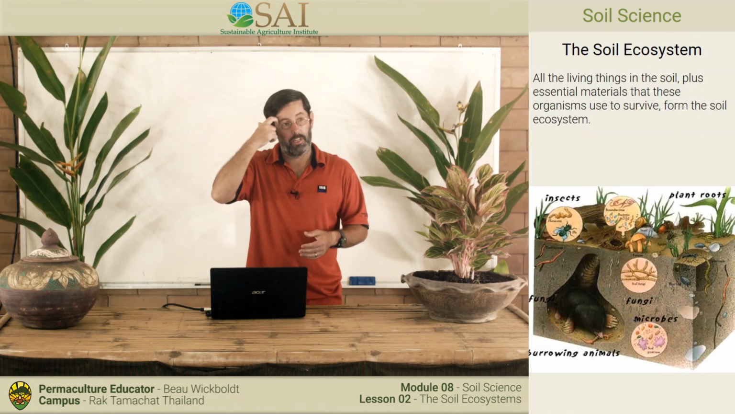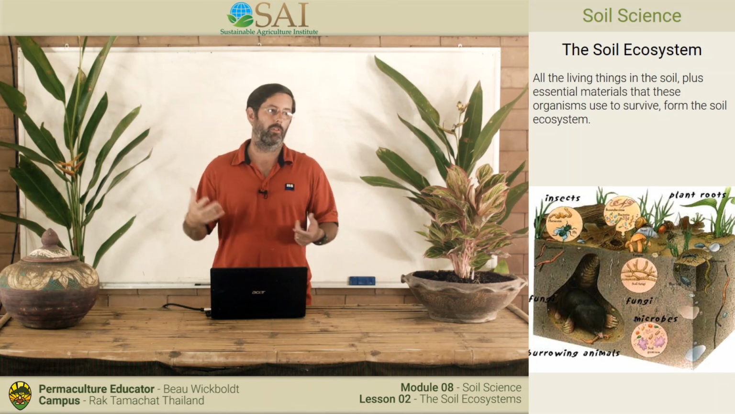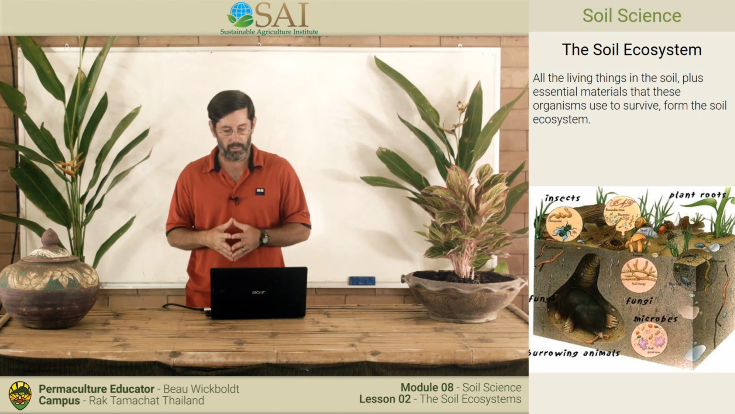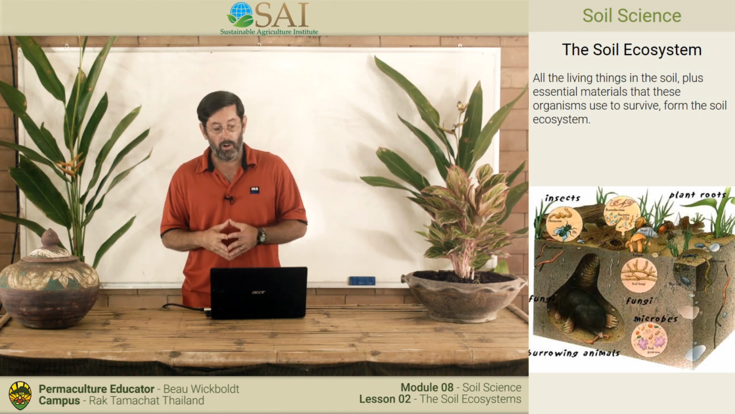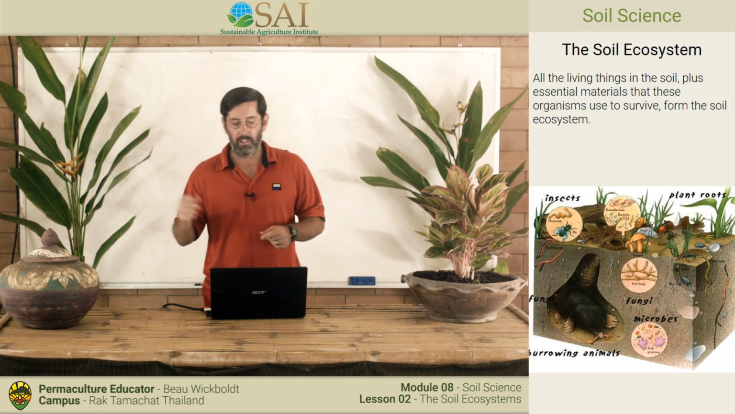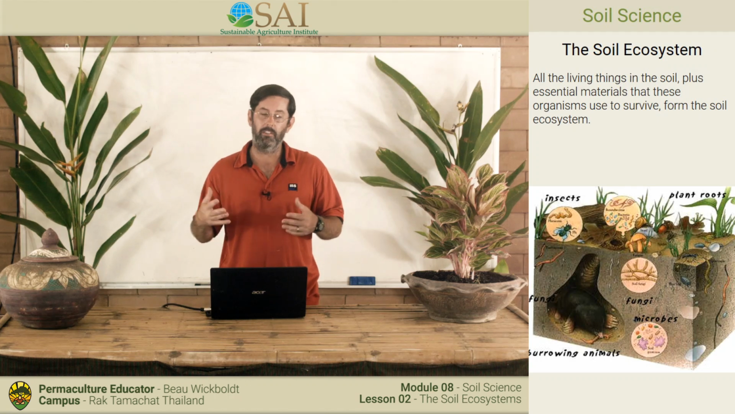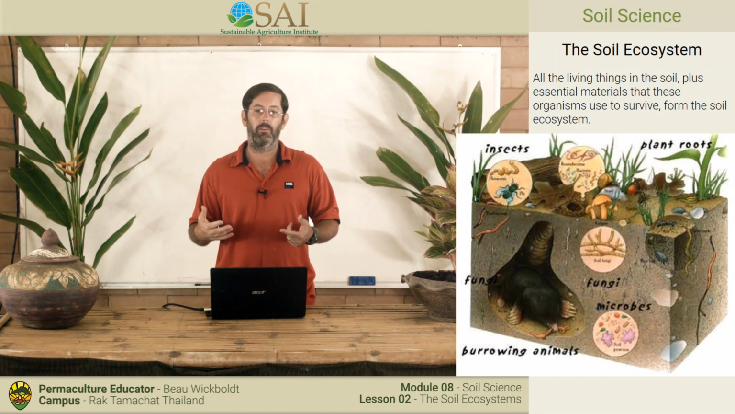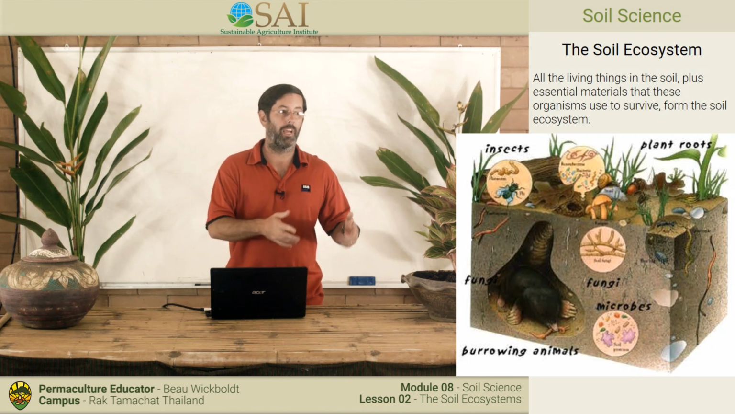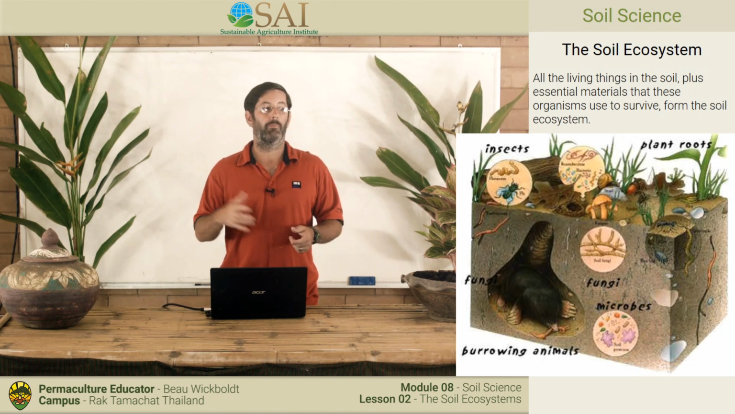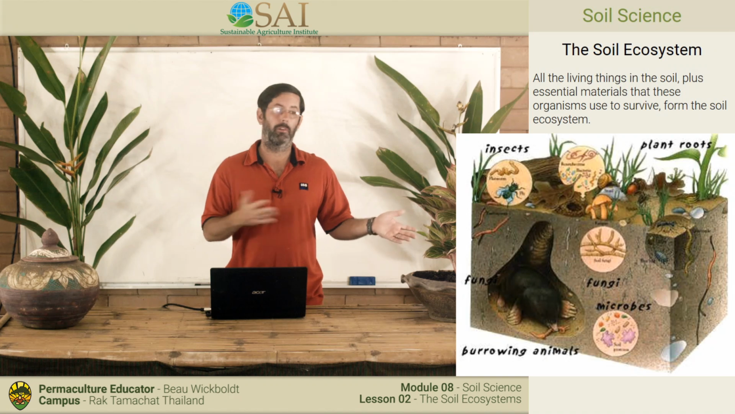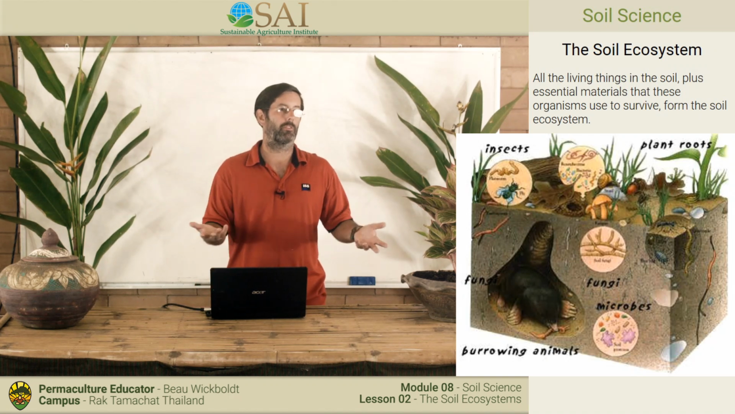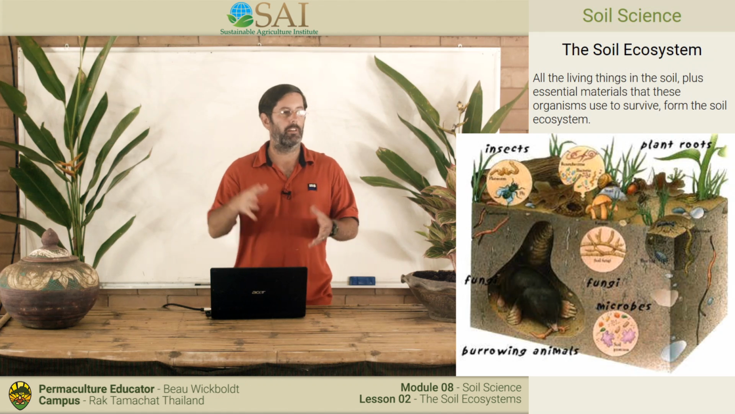So that creates what is described as a soil ecosystem, or the soil food web, as popularized by Elaine Ingham. So all of the living things in the soil, plus essential materials that these organisms use to survive, form the soil ecosystem. So we include them, their home, and their food. So if you remove the food, they die. You take away their home, there's no place to live, or there's no life. It doesn't matter if you have a food source or not, or home. So we need all of them, and this forms an ecosystem.